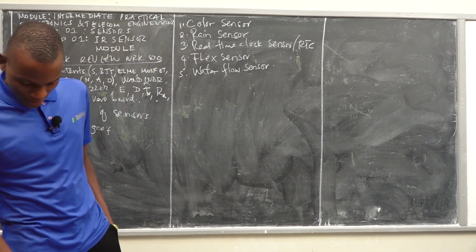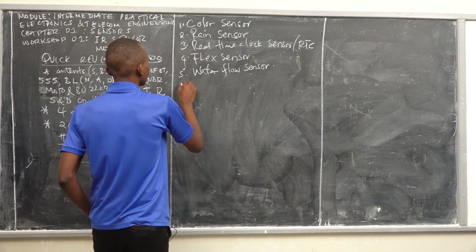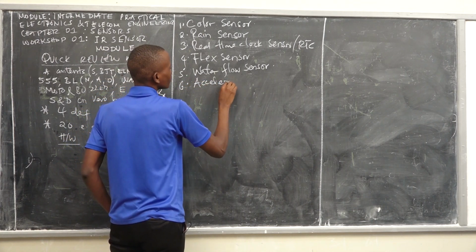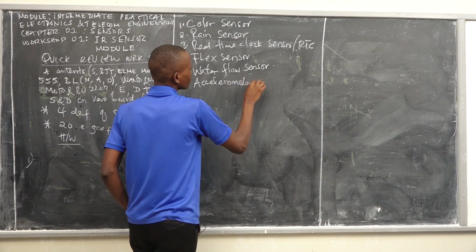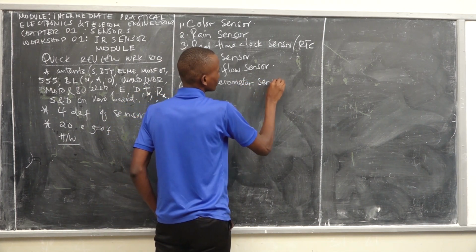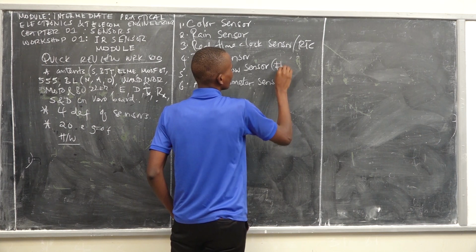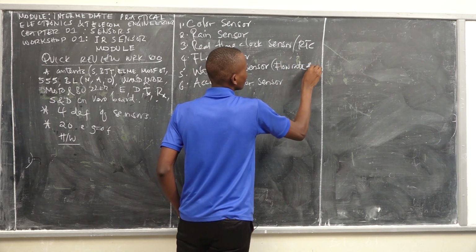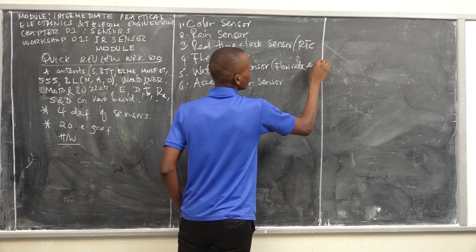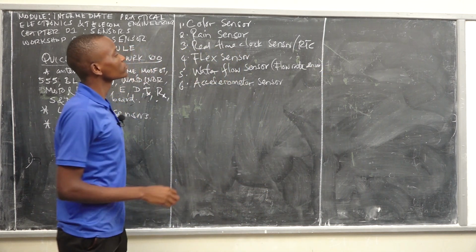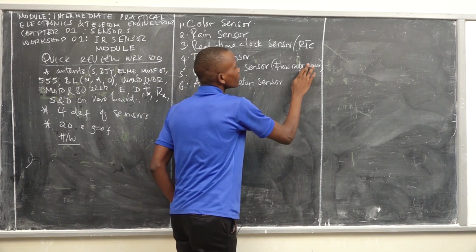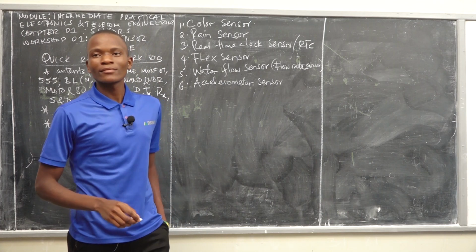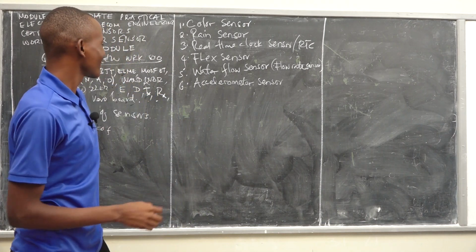Okay, next, accelerometer sensor. Sometimes the water flow sensor is called the flow rate sensor. So right there in brackets, write flow rate sensor. Accelerometer sensor, but I've mentioned it in my example. Oh, that is the digital accelerometer and this is the accelerometer. No, still the same. Okay, continue.